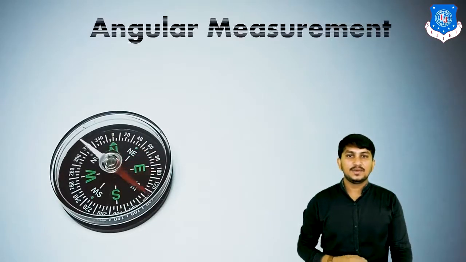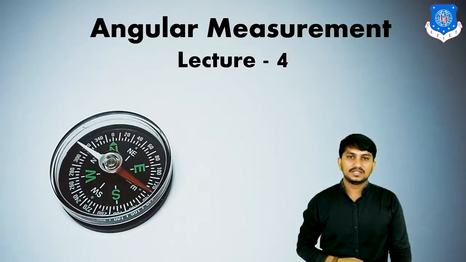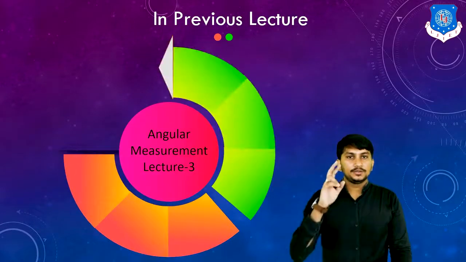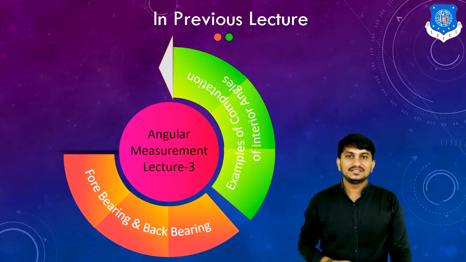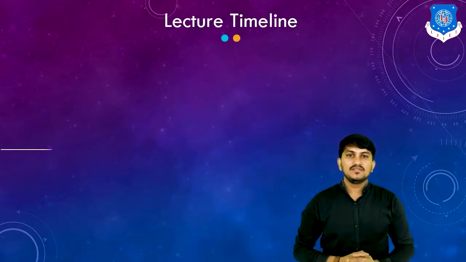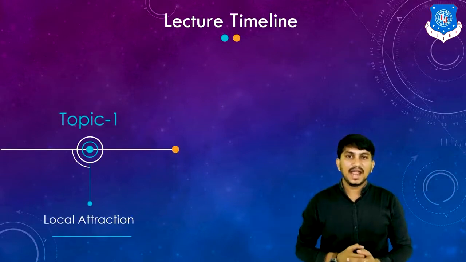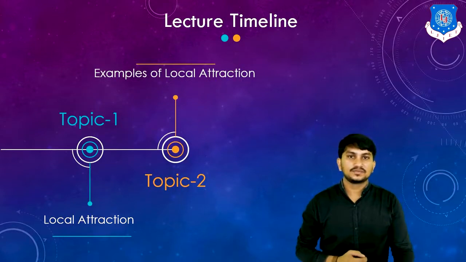Today's topic is about angular measurement. This is the fourth lecture of this topic. In the previous lecture, we have covered two topics: what is forward bearing and back bearing, and various examples of calculation of interior angles. In today's lecture, we will cover one term which is local attraction and various examples related to local attraction. Let's start with local attraction.